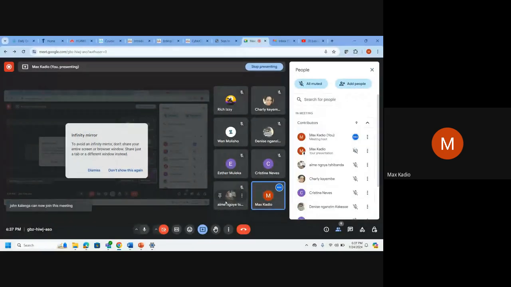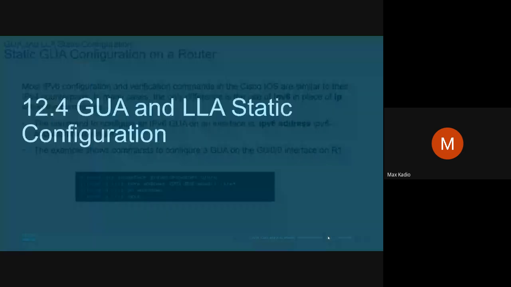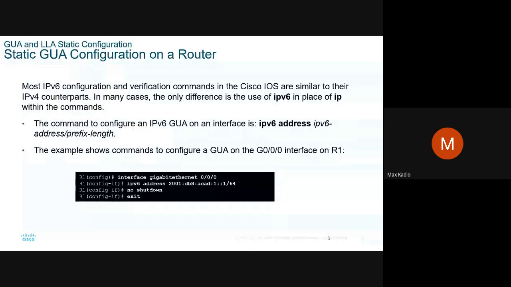So how to configure IPv6? It's very simple. This is an example, very simple. You go to global config mode, and in global config mode, you type interface gig, and then enter ipv6 address, and the whole address from the addressing table with the prefix length, then no shutdown, exit. That's all. So have a look. Let me continue.